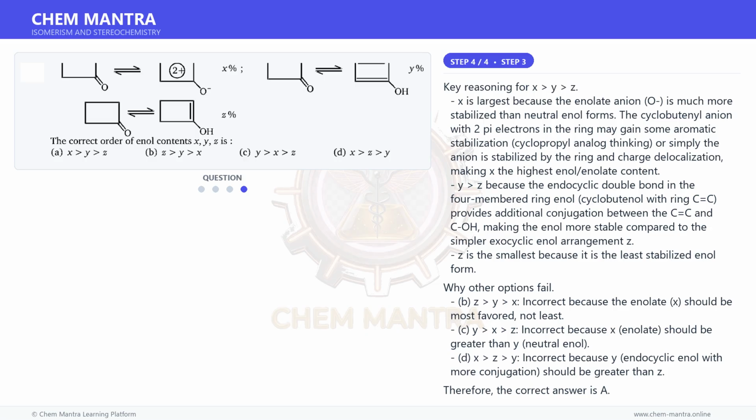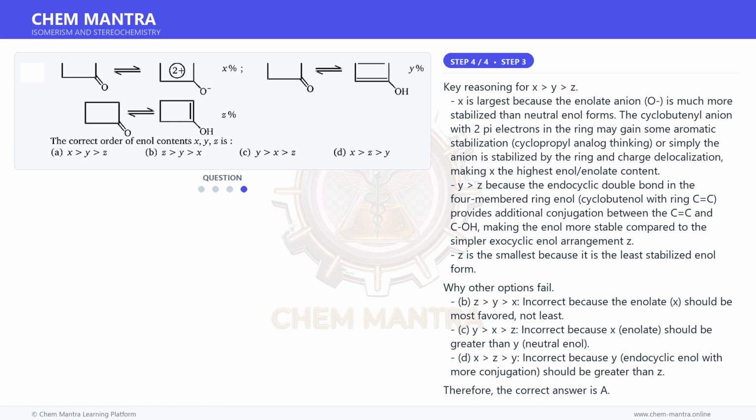Key reasoning for X>Y>Z: X is largest because the enolate anion, O-, is much more stabilized than neutral enol forms. The cyclobutenyl anion with 2 electrons in the ring may gain some aromatic stabilization, cyclopropyl analog thinking, or simply the anion is stabilized by the ring and charge delocalization, making X the highest enol-enolate content.